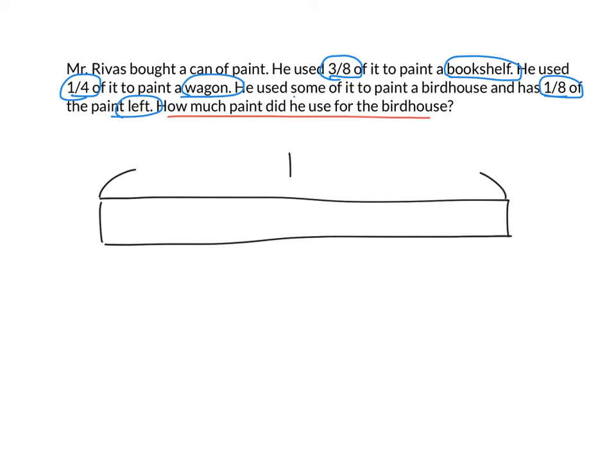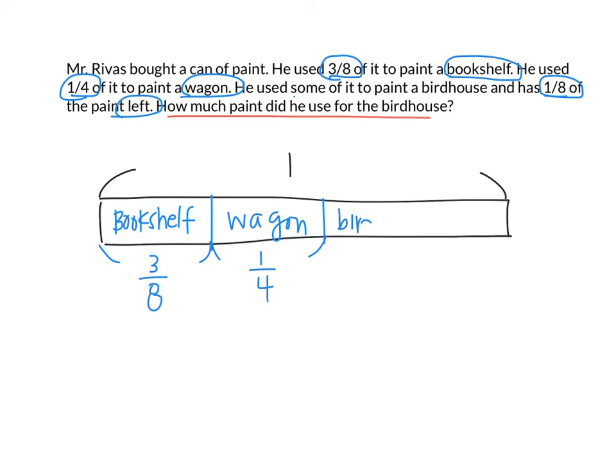We know that he has an entire can of paint, and the first thing he did was paint a bookshelf. What fraction of his paint did he use to paint the bookshelf? It's very important to label it. Everyone? 3/8. Good. Then he made a wagon. Okay. How much did he use to make the wagon? 1/4. Good. Then he made a birdhouse. How much did he use to make the birdhouse? Don't know. Question mark. That's what we're trying to figure out. Then he had some left. How much was left? 1/8.